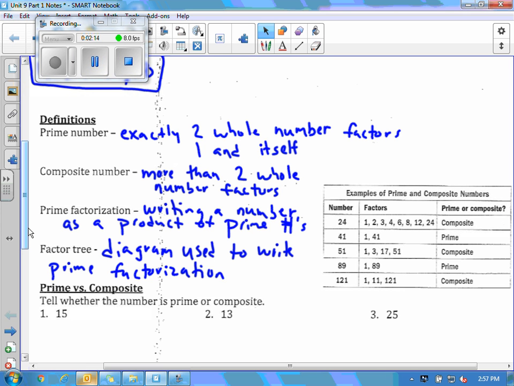And then a factor tree, which you've probably done in the past, is a diagram that helps you write prime factorization. You might not have used it for prime factorization, but you've probably used it before. And then the table right here just has some examples of prime and composite numbers and the factors that they have. Notice all those factors are in order from least to greatest.